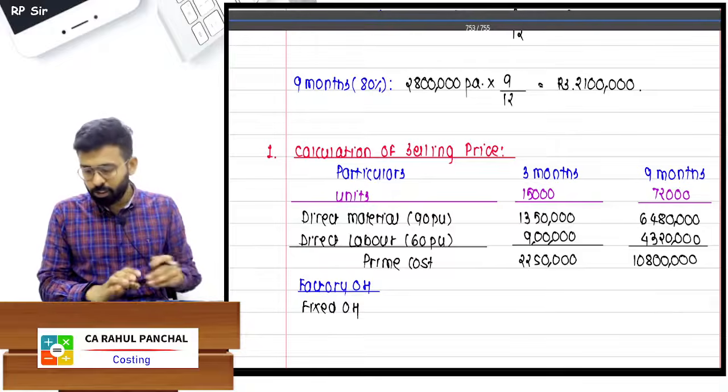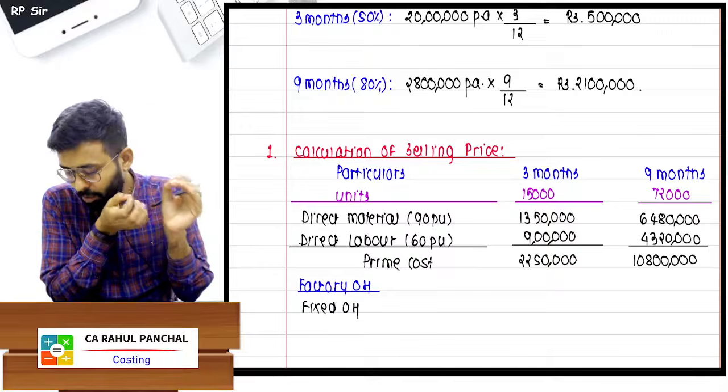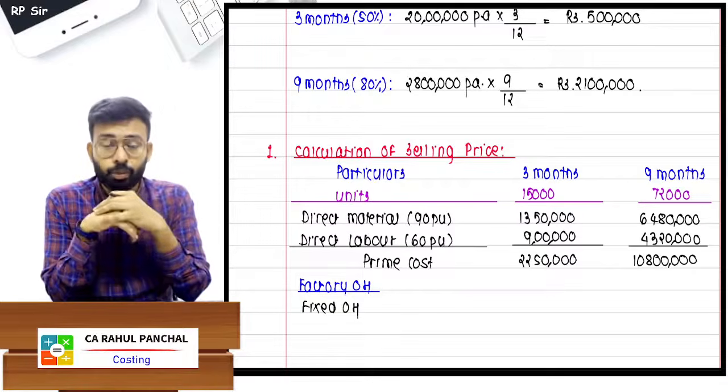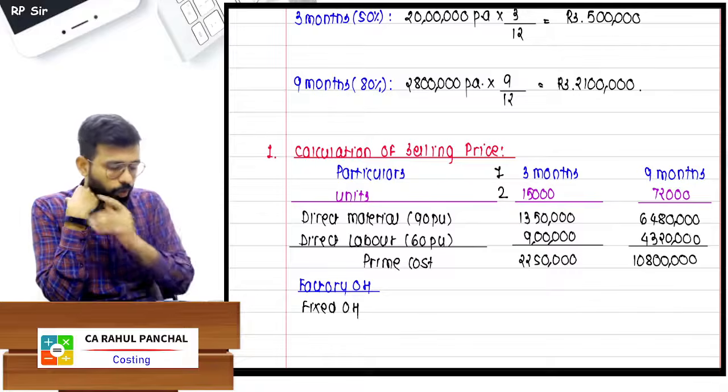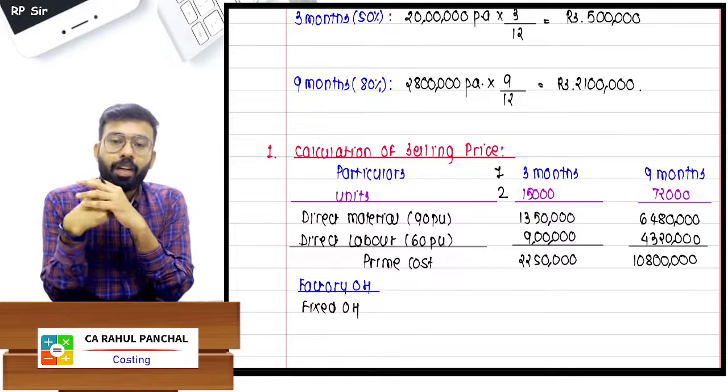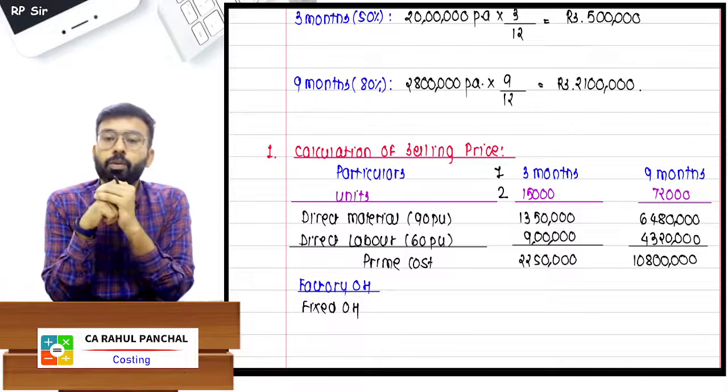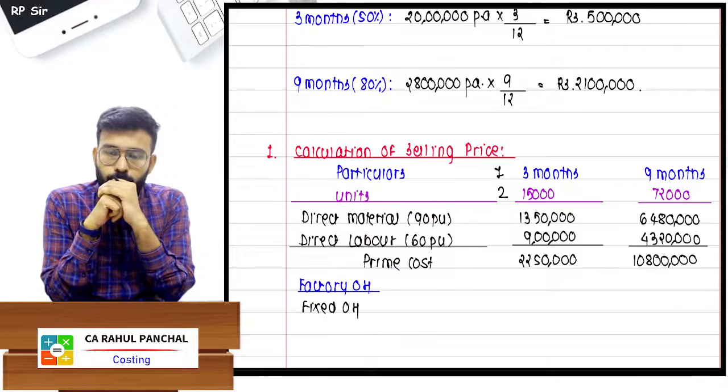How will you divide? The cost is 30 lakh rupees. Tell me how 30 lakhs will be divided, in what ratio? You have two ratios, ratio number 1 and ratio number 2. Which ratio will you take? Ratio number 1.